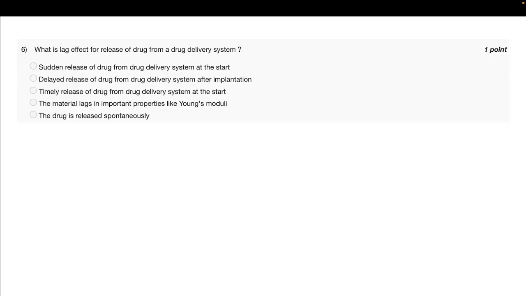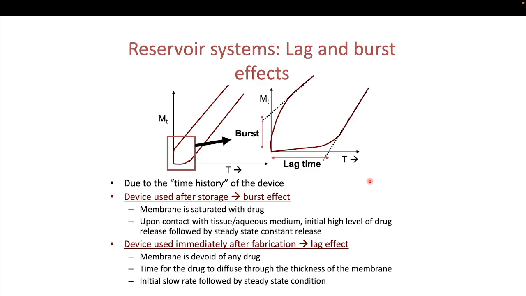I guess no one else has a response. So yeah, both of you are correct. The right answer for lag effect is the delayed release of drug from drug delivery system after implantation. So let's look at what lag and burst effects are. This is related to drug delivery systems.